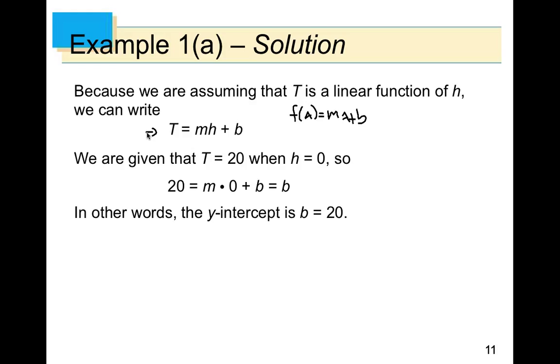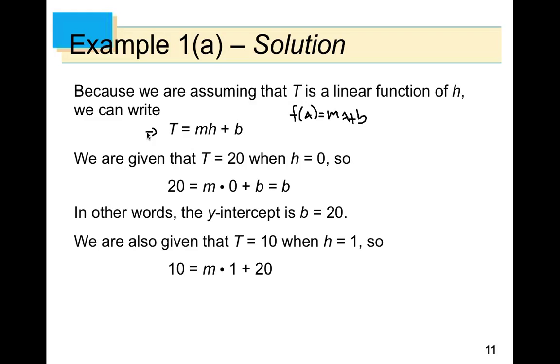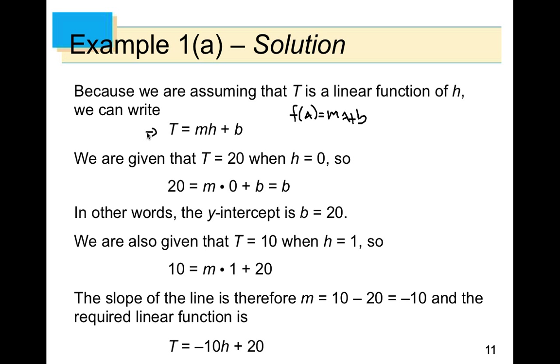Okay, so now let's use the other piece of information that we're given. That is that at 1 kilometer high, the temperature has dropped 10 degrees. So now I'm going to plug in the temperature is 10 degrees for T, and the height of 1, and I'm going to use this equation to solve for m, or the rate of change of the function. And so the slope of the line, therefore, is negative 10, and so the required linear function that models this situation is T equals negative 10h plus 20.